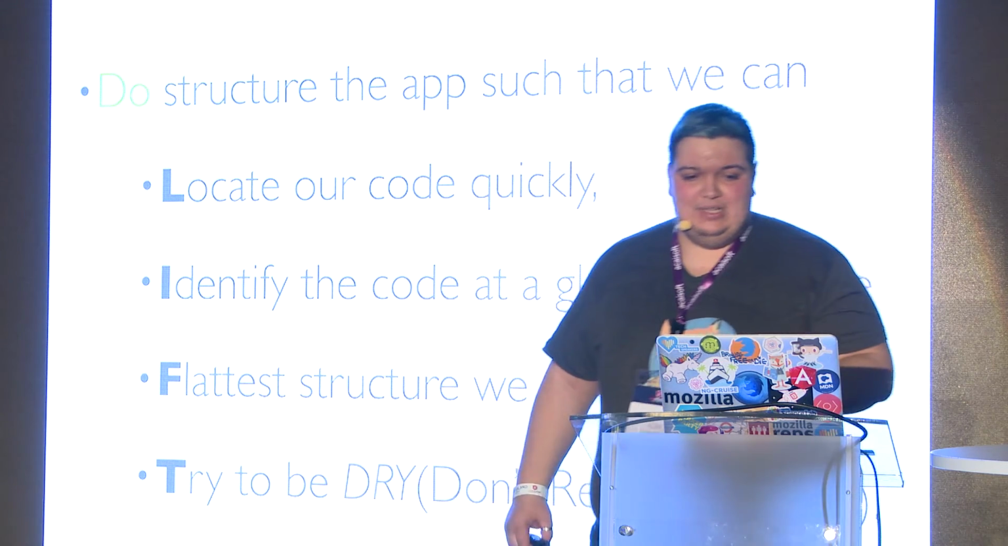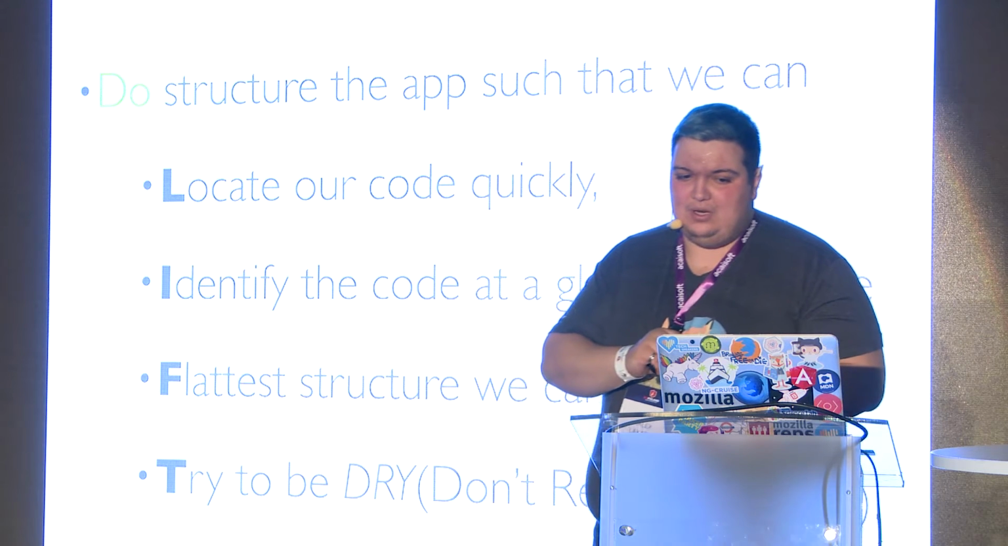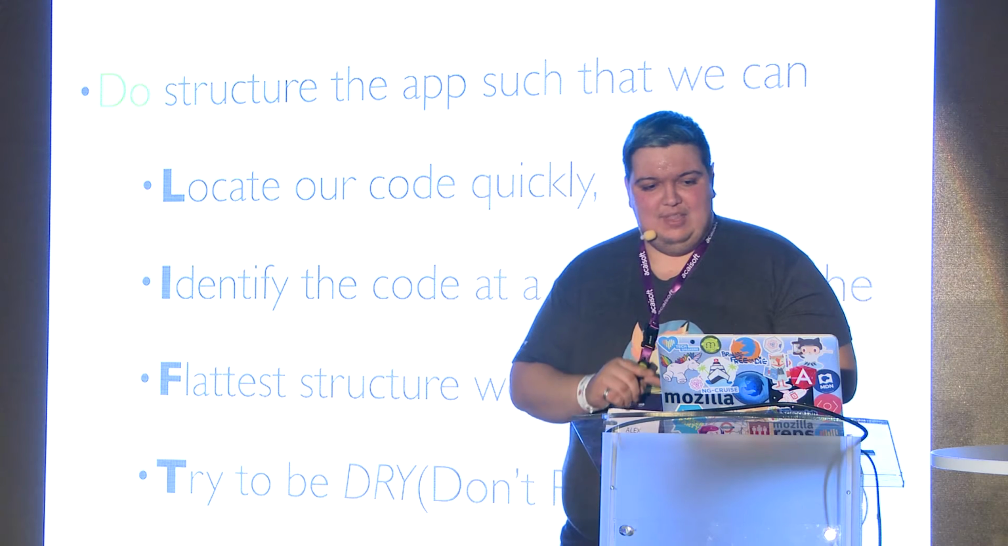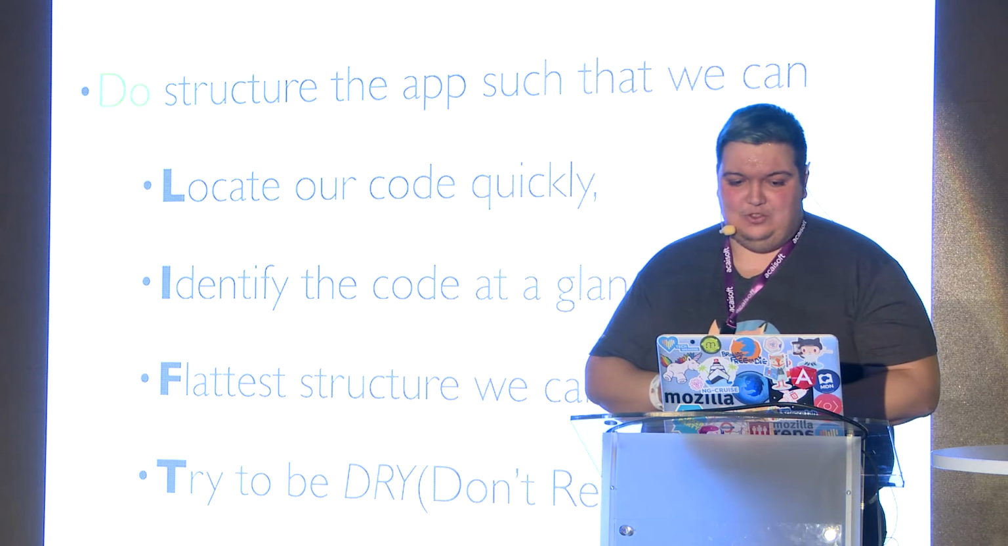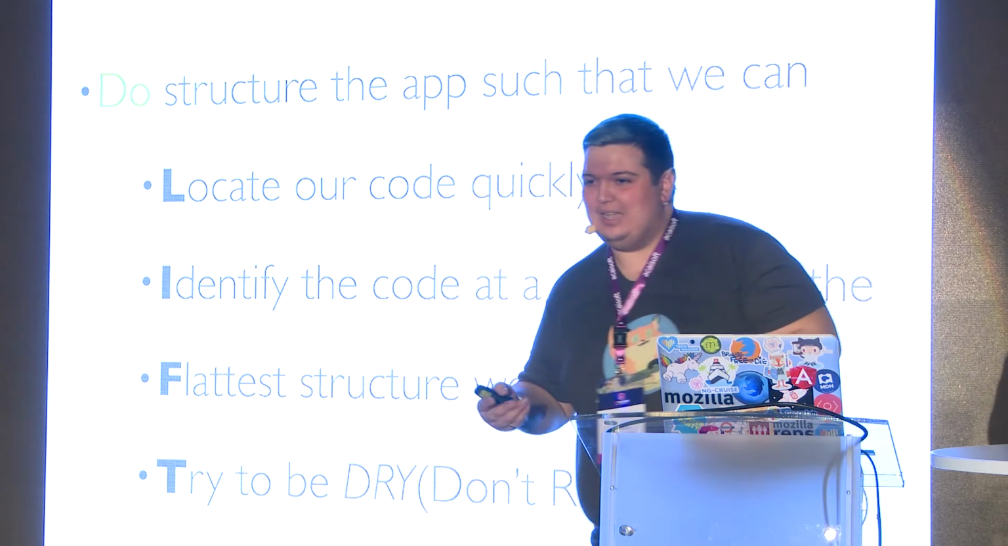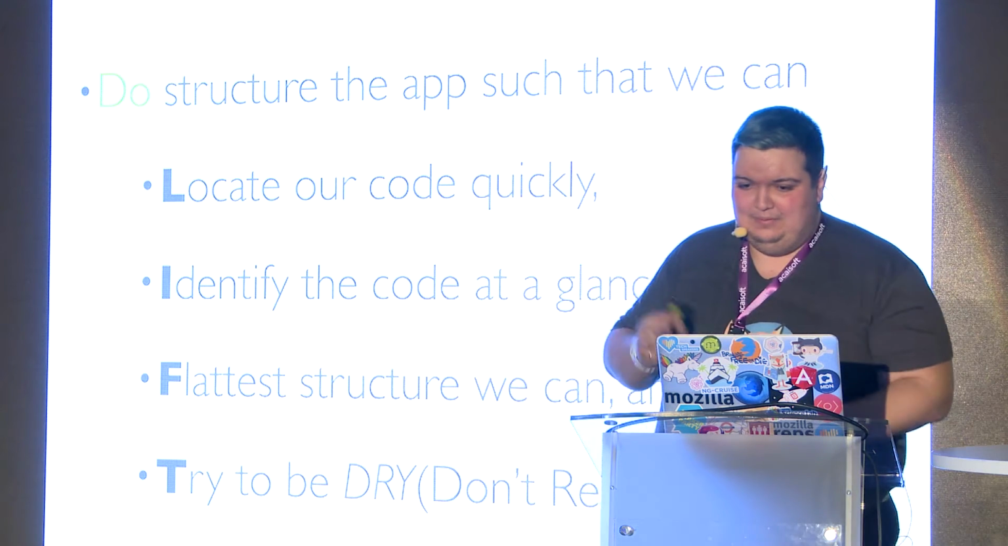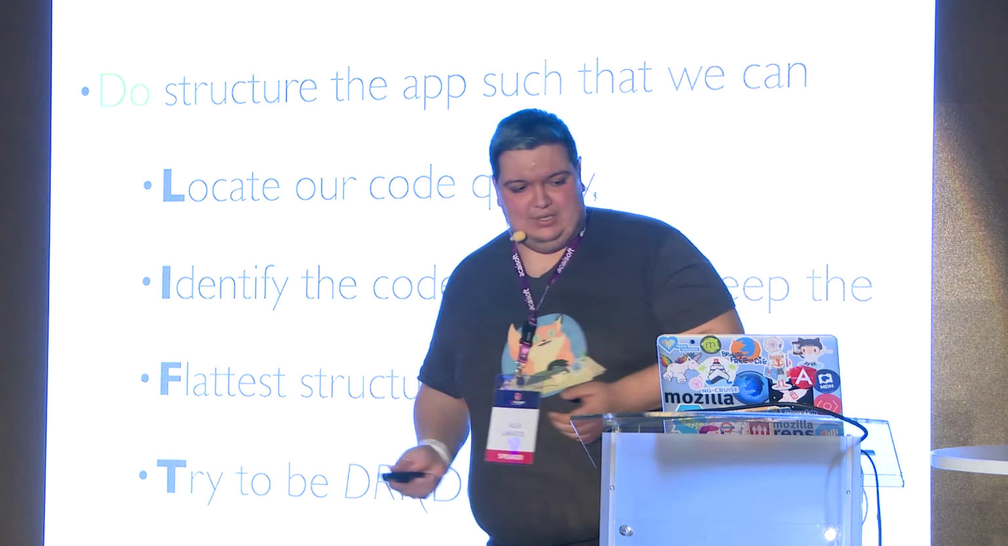When it comes to application structure, we try to follow the LIFT principles. The LIFT principles say you should locate your code quickly, identify the code at a glance, keep the flattest structure we can, and try to be DRY. DRY means don't repeat yourself. Now, there can be such a thing as too DRY, so it's kind of whatever works for your team.